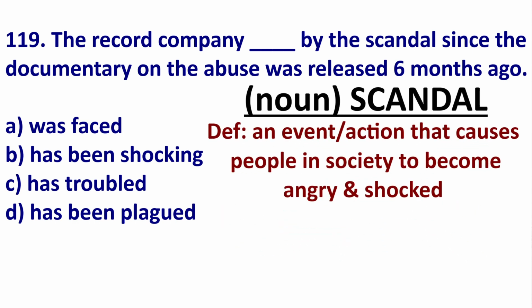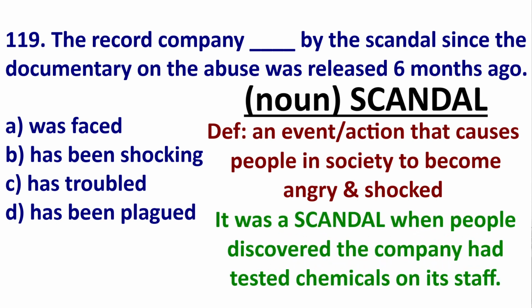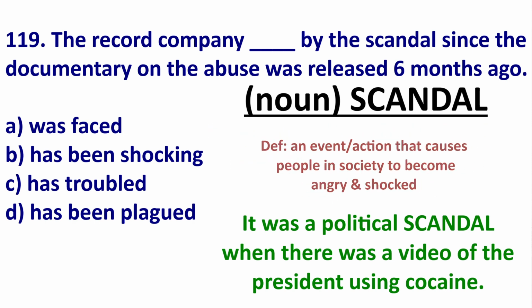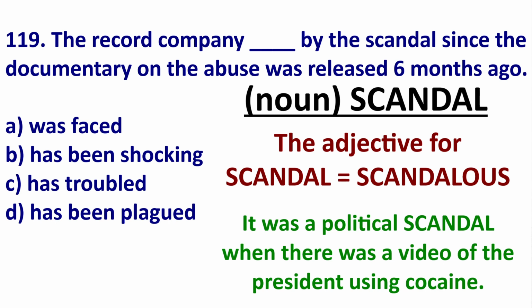The first is when it says by the scandal. Now, scandal is an event, action, and it causes the people in society to become angry and shocked. For example, it was a scandal when people discovered the company had tested chemicals on its workers. Terrible company. Or it was a political scandal when there was a video of the president using cocaine. Which country was this?